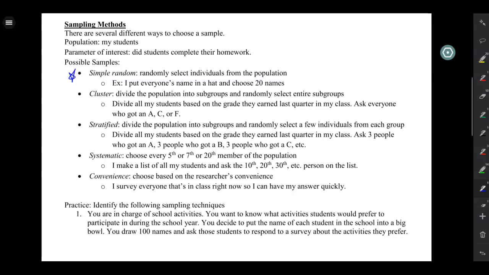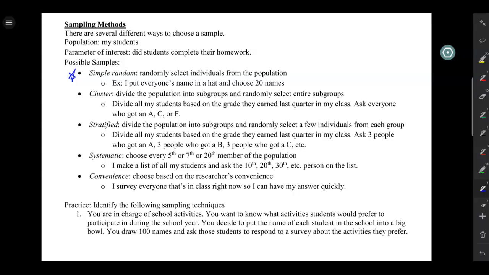So the next type of sampling method is a stratified sample. So stratified is pretty similar to cluster. You're going to start by dividing your population into subgroups, just like with a cluster sample, and then you're just going to randomly choose a few people from each group.